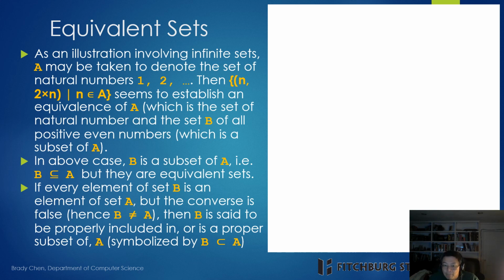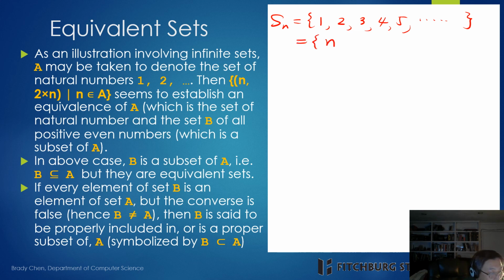Now, for infinite sets, things are a little bit tricky and also very interesting. Suppose I have a set called Sn, which is actually the natural numbers: 1, 2, 3, 4, 5, dot, dot, dot. I can just continue. We can define this as n such that n is a positive integer.